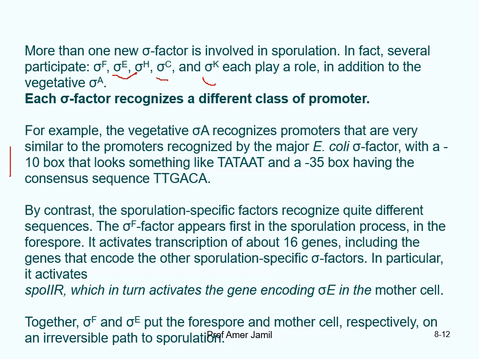By contrast, these sporulation specific factors recognize different sequences, like sigma factor F. It appears first in the sporulation process in the forespore. So it activates transcription of 16 genes. These 16 genes include the genes that encode other sporulation specific sigma factors. In particular, it activates SpoIIR, which in turn activates the gene encoding sigma E in the mother cell. So together, sigma F and E put the forespore and the mother cell on an irreversible path to sporulation.